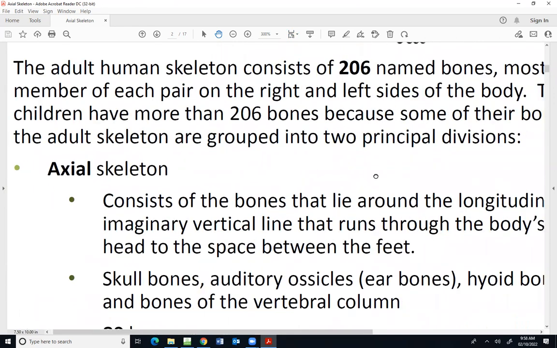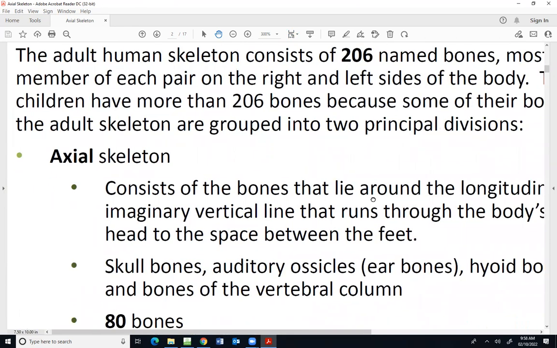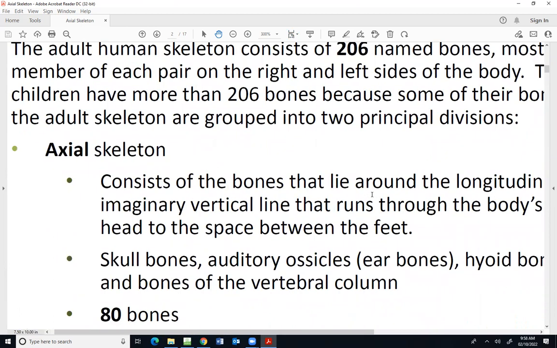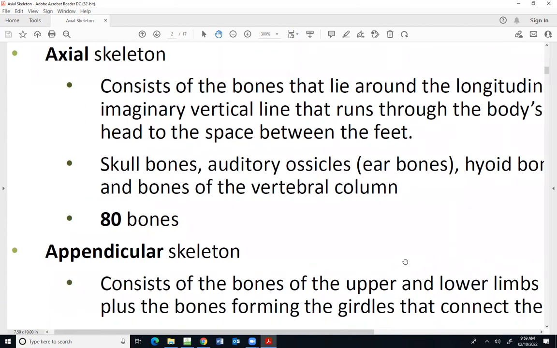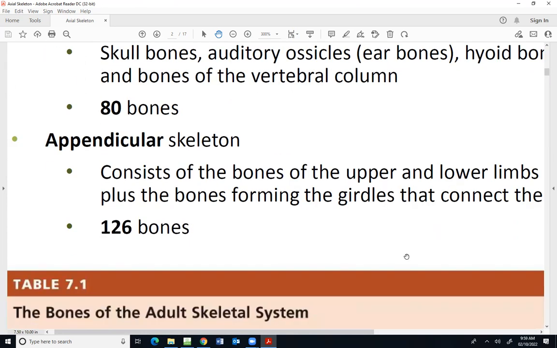What we'll be focusing in on for this lecture will be the axial skeleton, which makes up 80 of the 206 main bones of the body. What we'll move into next week is the appendicular skeleton, which makes up the remaining 126 bones.